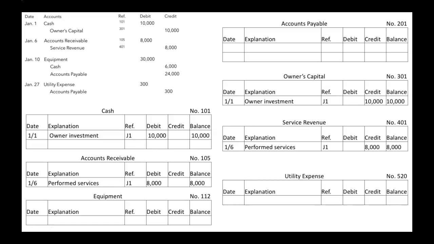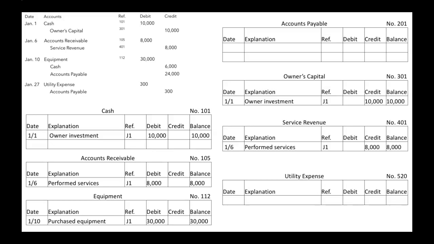Now here on January 10th, we have a debit to equipment, right? So we go down to our equipment. And on January 10th, we purchased equipment, we debited 30,000, so its balance is now 30,000. We also want to put in the references, right? So we put J1 in the ledger and 112, because equipment is account number 112, we put that in our journal.